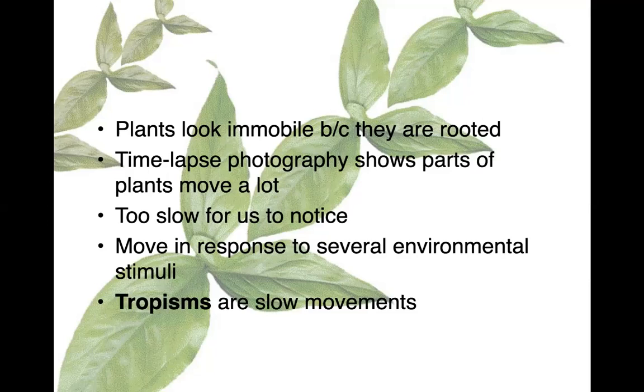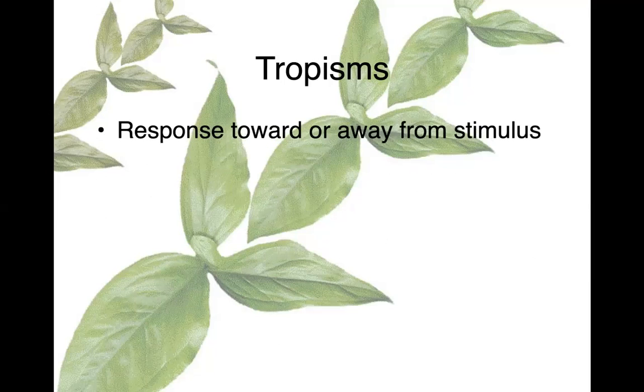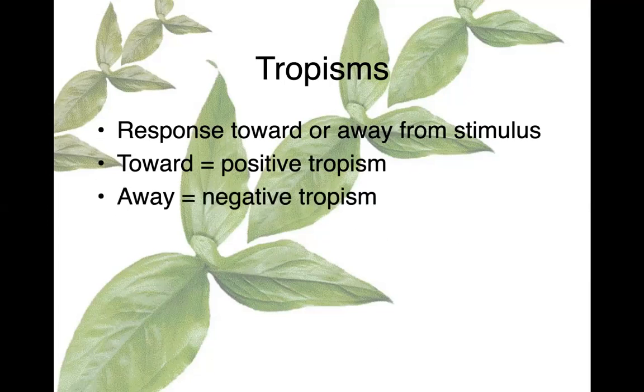We're going to look at two types of movements. The first group are called tropisms. These are slow movements. And then we have nastic movements, which are quicker. But I'm going to start with tropisms. Tropisms are responses either toward or away from a stimulus. If the plant moves towards the stimulus, that's called a positive tropism. Away is negative tropism. And each tropism is named for the kind of stimulus.